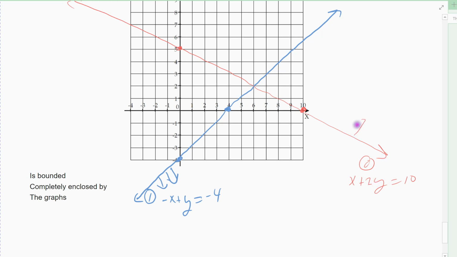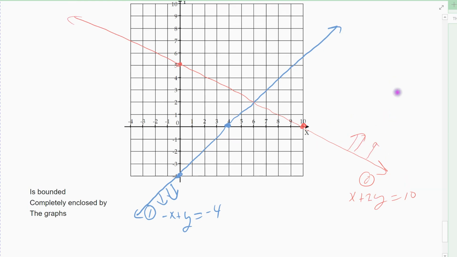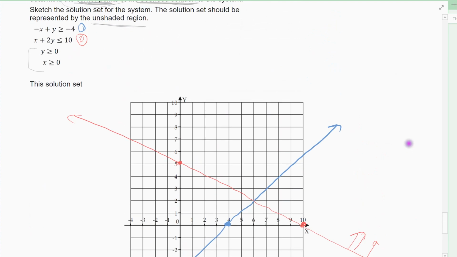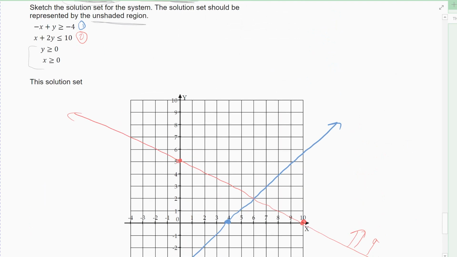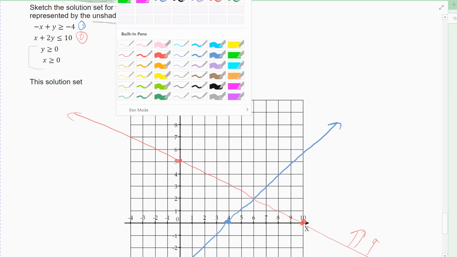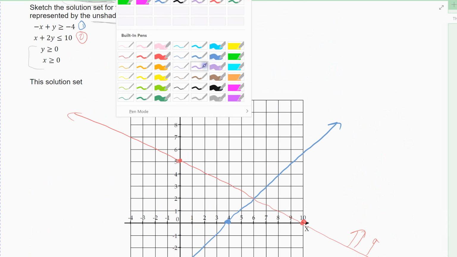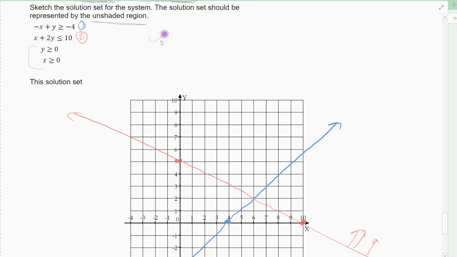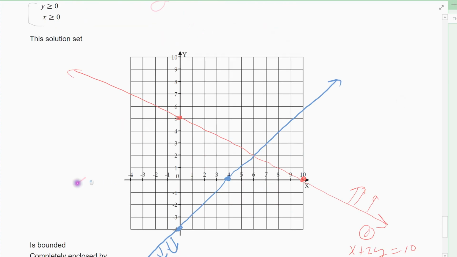And we wanted to shade above that line, remember from the last example. Right, the two new pieces. I'll run out of colors, so let's do pink. Let's do the y equals 0 in pink. So y equals 0 is the x-axis. Alright, that's this axis here.